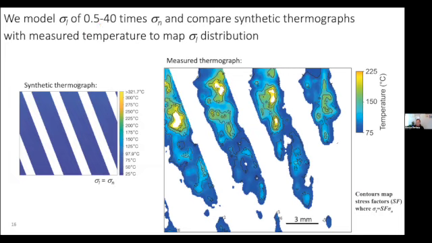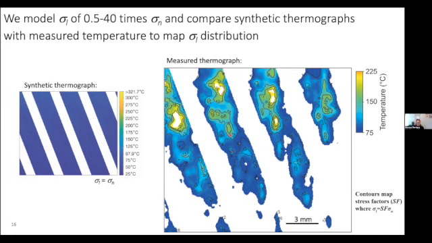I generated a synthetic thermograph. So this is an example of one of our synthetic thermographs where my local stress was equal to the macroscopic stress. So a stress of 9 megapascals. And these are the temperatures that the model would predict. So I had then 15 synthetic thermographs for each of my measured thermographs that I compared to the measured data, and I used that to contour stress on the millimeter scale.